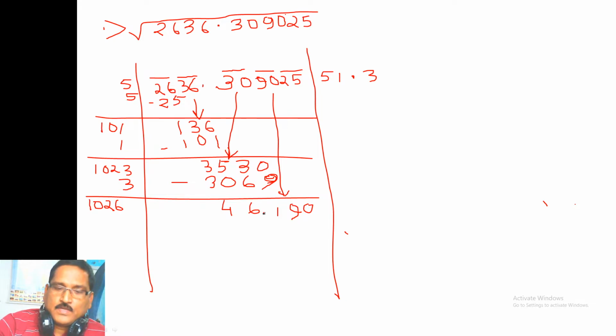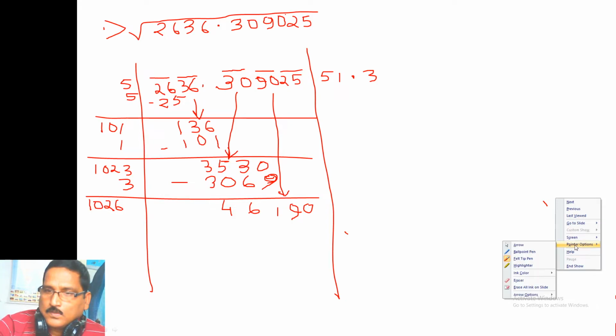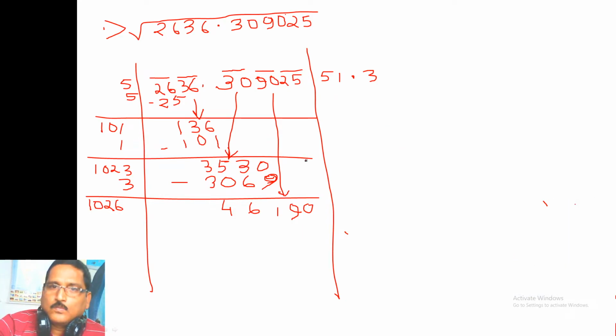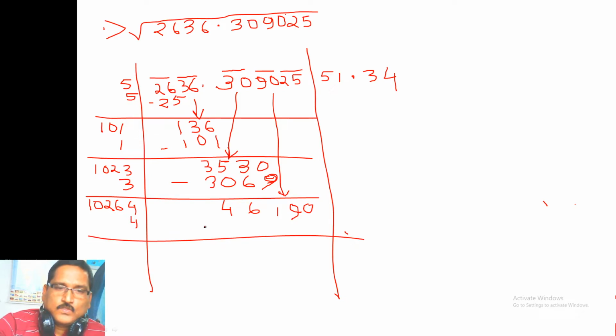How many times can it go? Definitely 4 times, not more than 4 times. So you have to write down here four times. Here 4 times. Here you also write down 4 times. Multiply. So after multiplication I am getting how much?